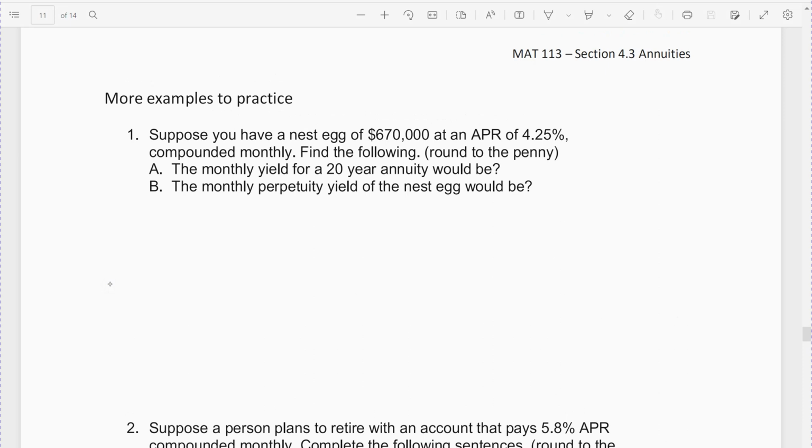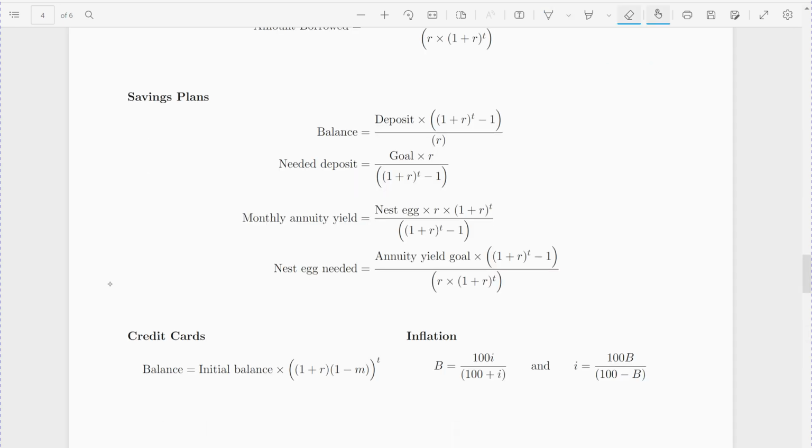Alright, so we want to know the monthly yield for the annuity and the monthly perpetuity. Alright, so we have to do the perpetuity, so we'll do that second. So A first. A is going to use the nest egg formula, but the one for the monthly annual yield, so the first one that's listed here. So we're going to use the monthly yield.